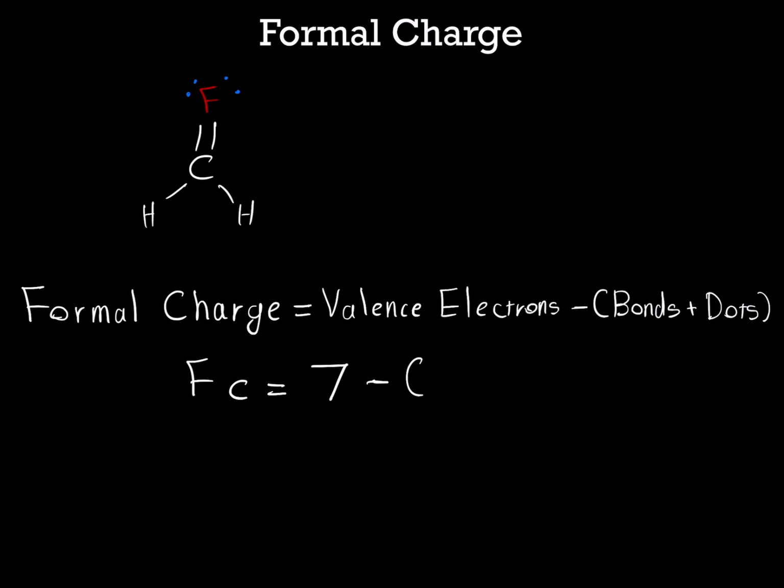In this structure it has 2 bonds and it has 4 dots. Notice that we're counting the number of dots or number of electrons, these blue dots, not the number of pairs. If you were to count the number of pairs, you'd have 2, but you're counting the number of dots, so you have 4. So 2 plus 4 is 6, so you get 7 minus 6, and that's going to be 1. So since this is a positive number, it means that this atom is going to be positively charged. So you're going to have a +1 charge on the fluorine.